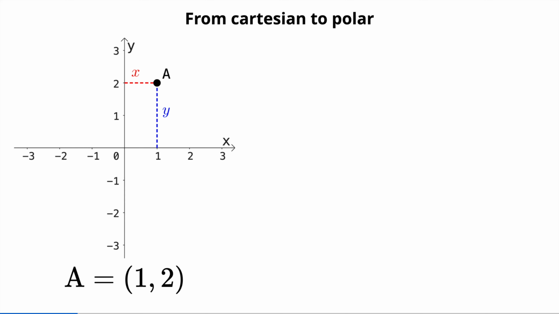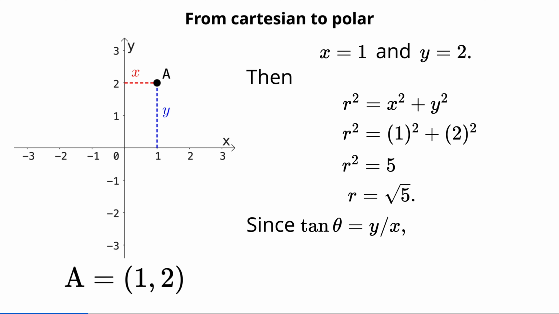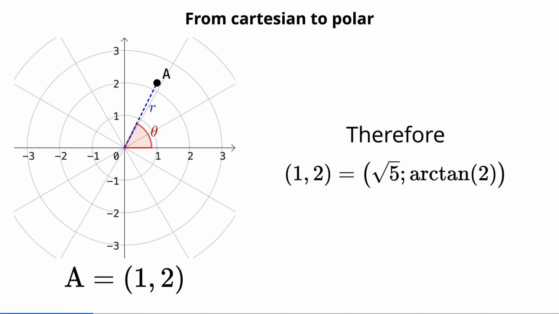So for the case of the point written in Cartesian form 1, 2, we have that x is equal to 1 and y is equal to 2. Then using the formula r squared equal to x squared plus y squared, we substitute the values x and y and simplify to obtain r equal to the square root of 5. Now since tangent of theta is equal to y over x, then theta must be equal to the arctangent of 2. Therefore, the point 1, 2 is equal to the polar form the square root of 5 semicolon arctangent of 2.